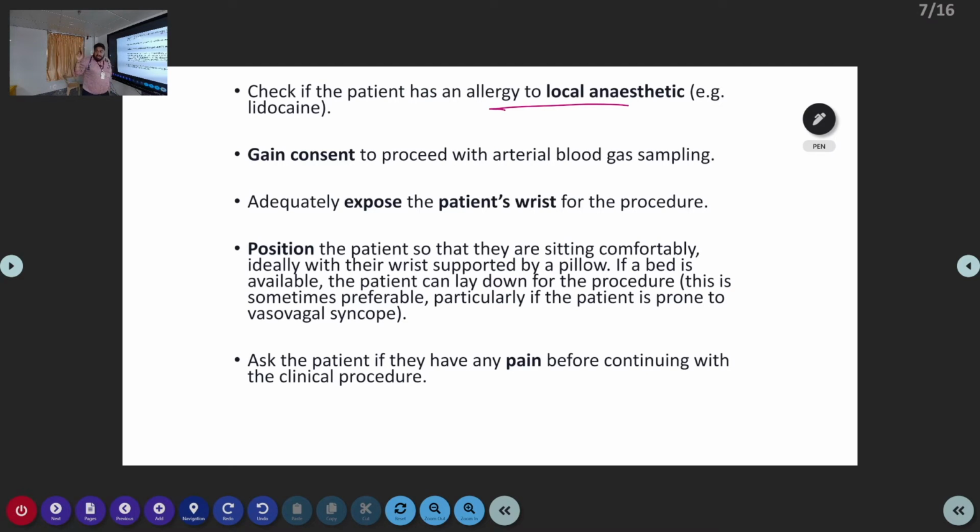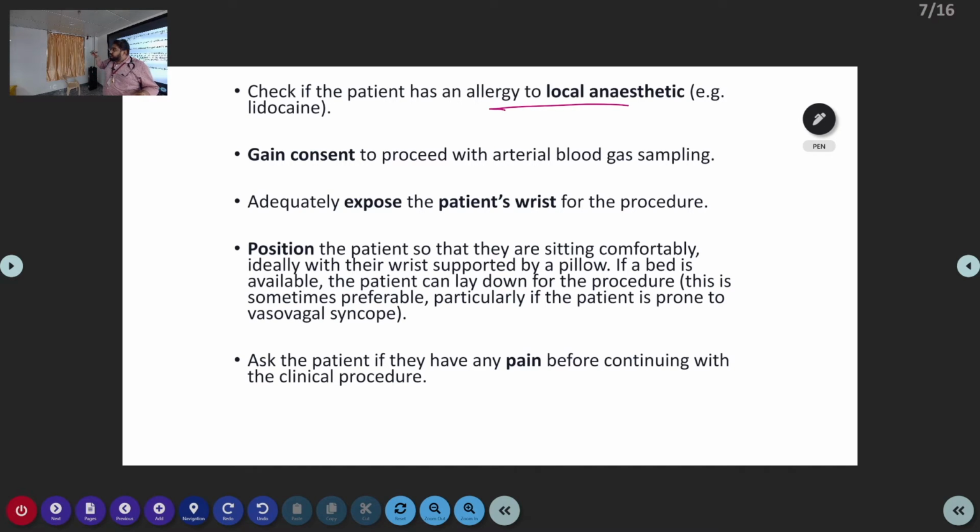Then gain consent. Consent doesn't mean that you are getting everything in writing. If I am asking a patient, "I am going to do a procedure, can I do the procedure?" and the patient is saying yes, that itself is a verbal consent. So for taking an ABG, you need not take a paper and get it signed by the family and bystanders or by the patient. You can take a verbal consent.